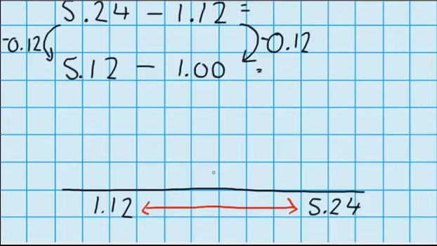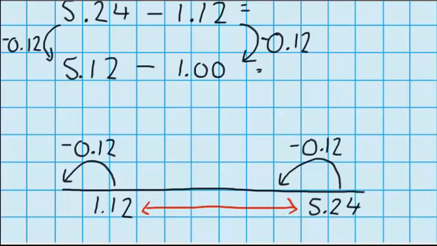But to make this question easier to answer, I changed 1.12. I made it smaller by 0.12, which would make this gap larger. So what I have to do is make this number smaller by the same amount. So I need to make this number smaller by 0.12. And you can see that by doing that, I've kept the distance between the two numbers the same. And it's meant that I'm left with a nice easy question to answer. I've got 5.12. I have to take away 1 whole. That will leave me with 4.12.